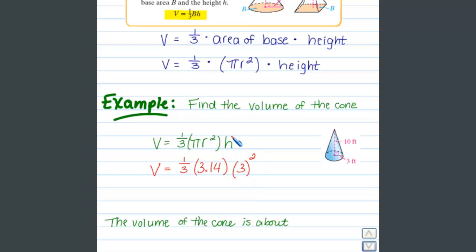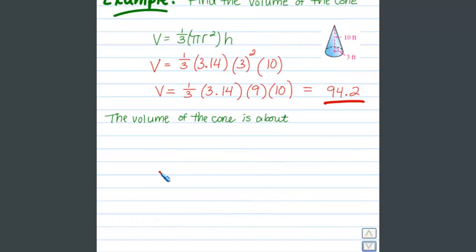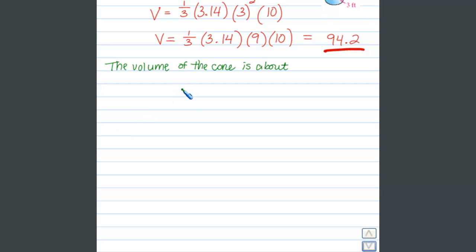We will then multiply that by the height. The height of our cone is 10 feet, so we will multiply by 10. After we do our multiplication here, we can square 3, giving us 9. So we're going to have 1/3 times 3.14 times 9 times 10. After multiplying all of that out, we'll have our final answer, which is 94.2.